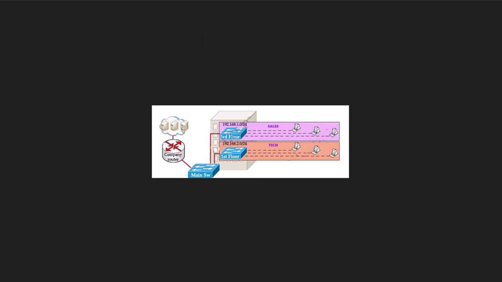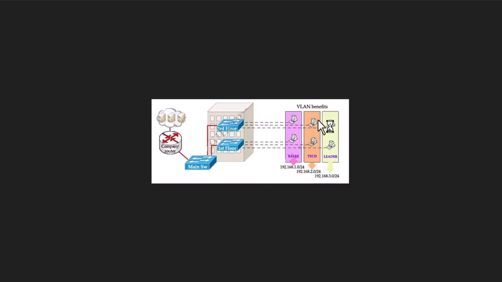I will show you another picture, so how it actually works. It doesn't matter where these systems are located, as long as they are logically in different broadcast domains or in different VLANs, we can control the traffic between these departments. So you can see that we have sales, tech, and leader department.